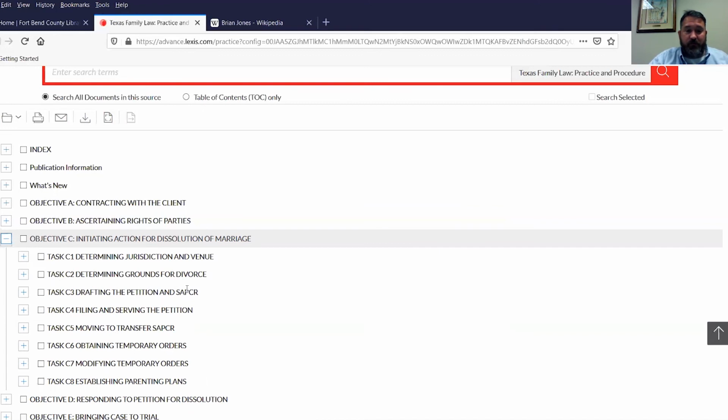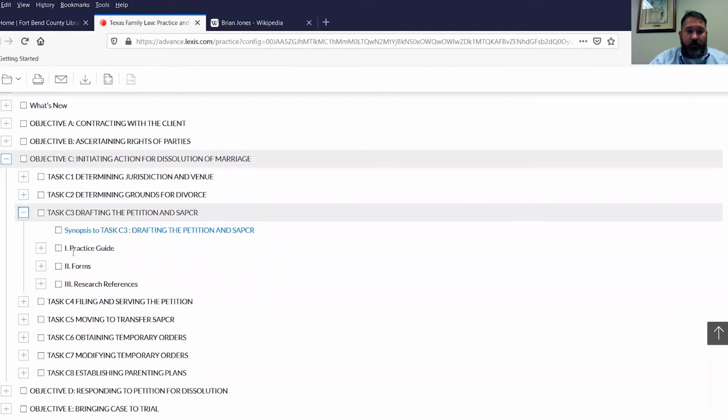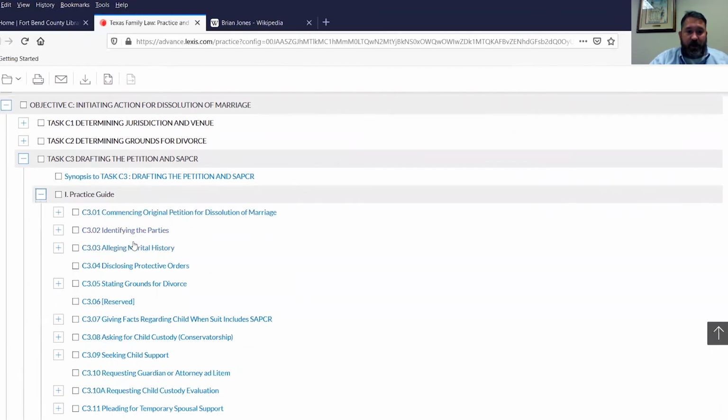A divorce just between two people with no kids is not a suit affecting the parent-child relationship. But a divorce where there are minor children involved is a suit affecting the parent-child relationship. So then you expand this menu to look at things, and there are subcategories presented here under this topic. There's a practice guide. You expand that menu, and there are various topics to deal with.